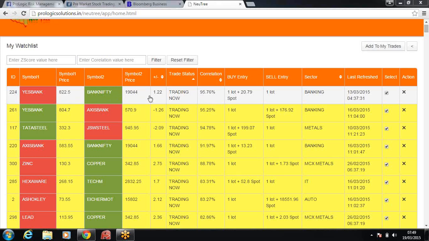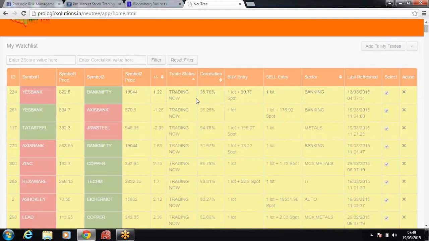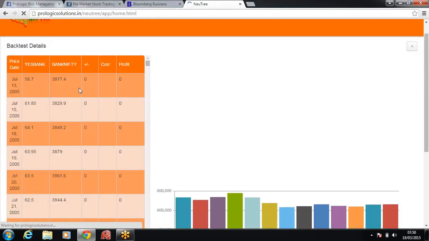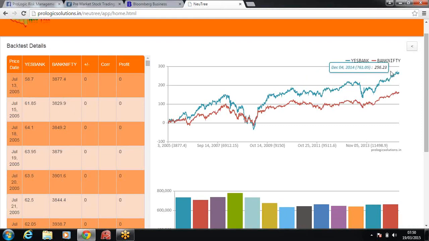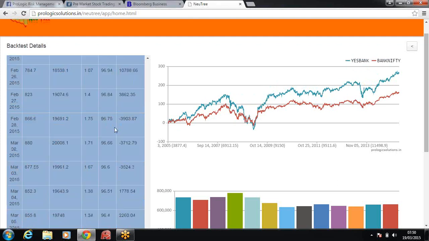Where S Bank we have short and Bank Nifty we have gone long. The correlation is 95%. That's an excellent figure. So let's just check what's happening in this trade. We have the data for this particular trade for the last 10 years. It's 10-year back-tested data. So you're seeing S Bank has outperformed Bank Nifty here. So let's just check the present running trade.